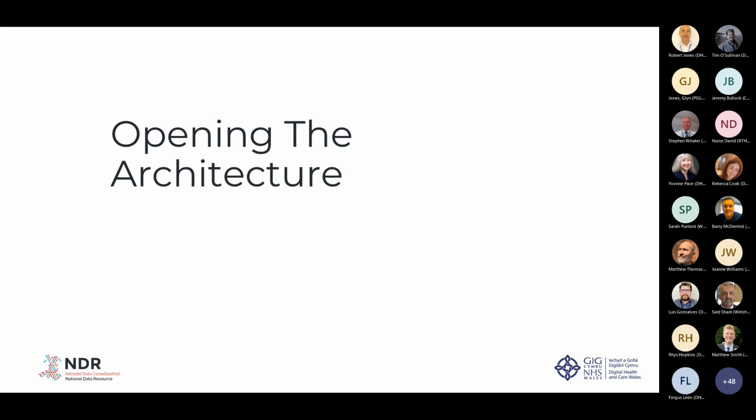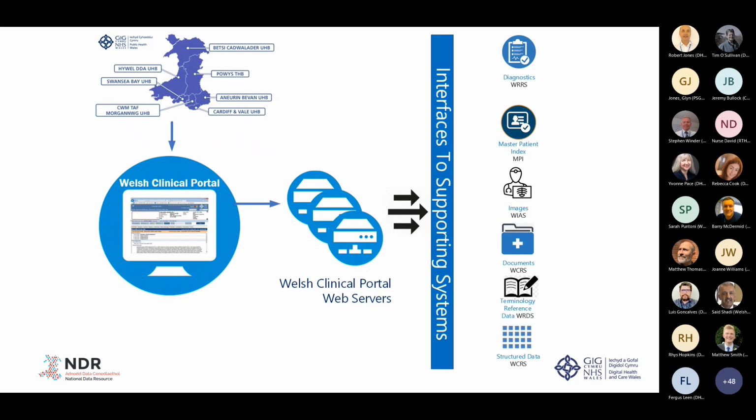So let's start with talking about opening the architecture. Again, apologies if you've seen slides like this before, or some of this is well rehearsed to you. I hope it will reach a destination that is new to you. So let's talk about opening up the architecture within the lens of the current national systems. I hope you can see my mouse pointer, because I'll move it around quite a lot in this presentation. Let's look at it from a health board perspective at the moment. There's a lot of goodness in our national systems. We have diagnostics, and we have a demographics master patient index. We have images, we have documents. We have lots of good stuff on the right-hand side here.